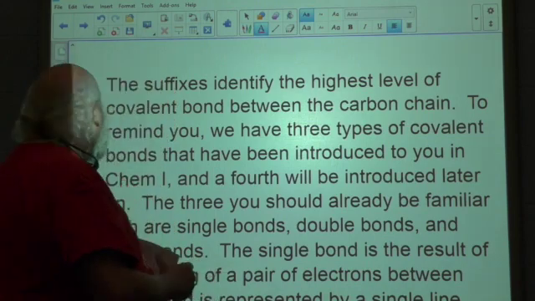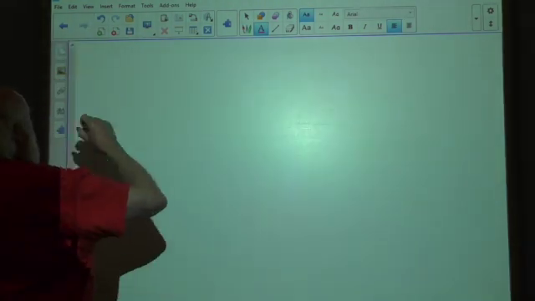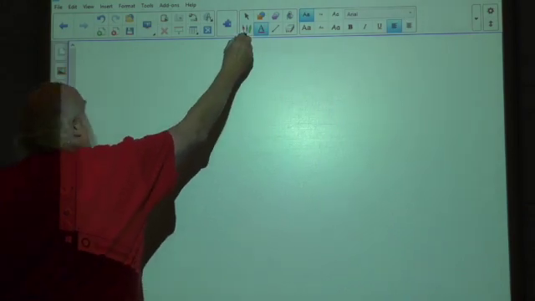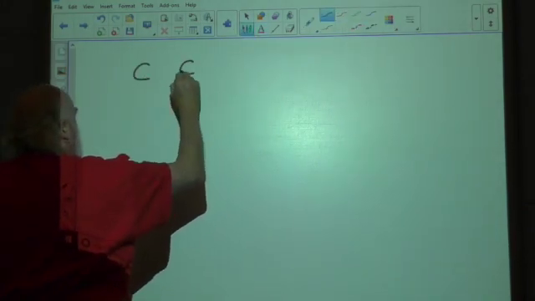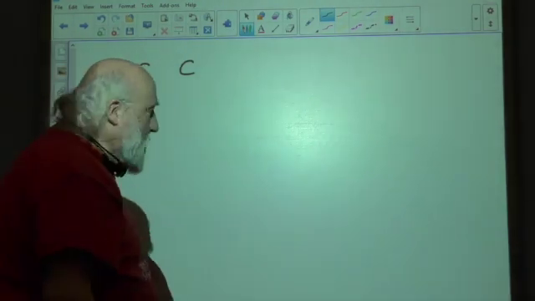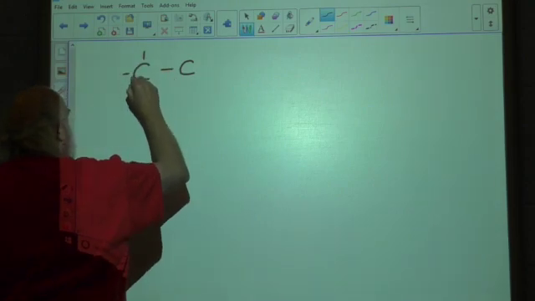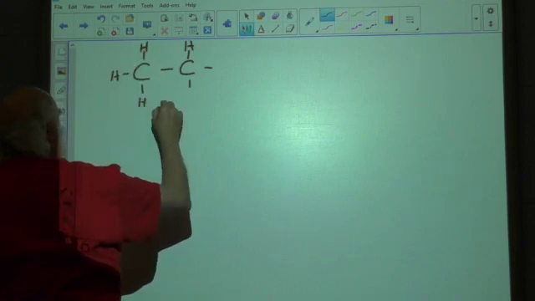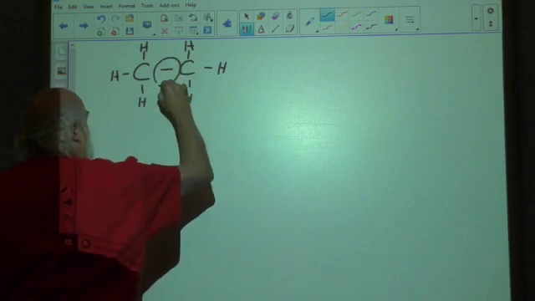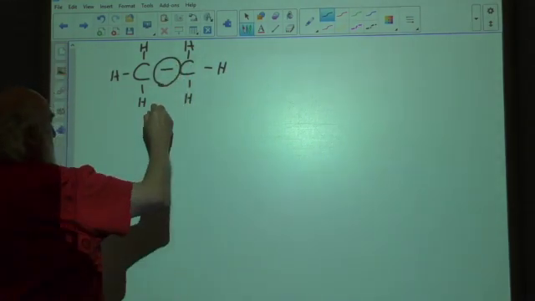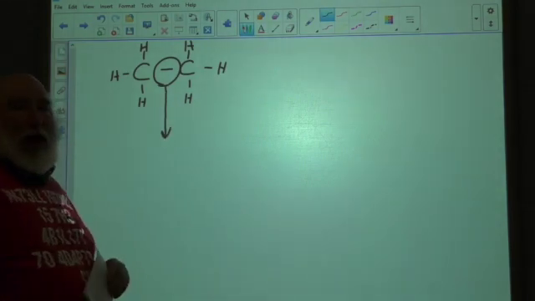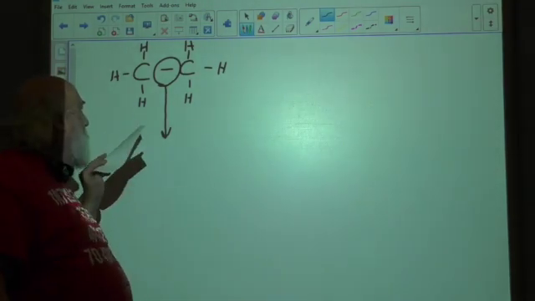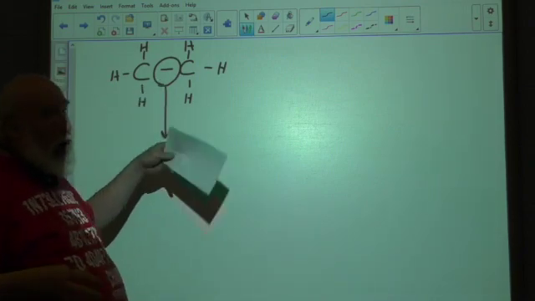Now, let's make sure we understand. Let's suppose that we have a 2-carbon chain, and let's say that we have a single bond here, and these are all hydrogens right here. This carbon-to-carbon single bond tells us that that's the highest energy bond that we have between the 2 carbons. We only have 1 bond, and that's a single bond.